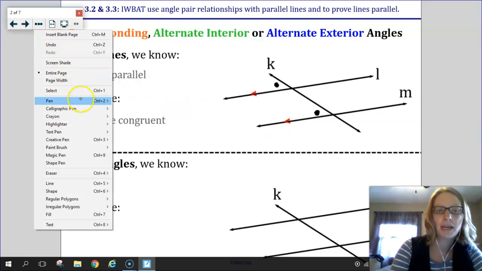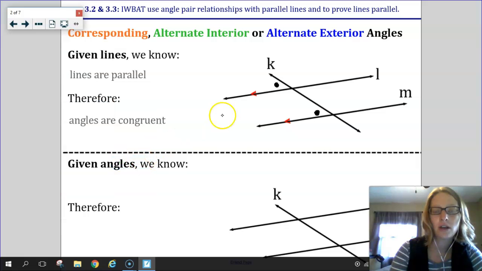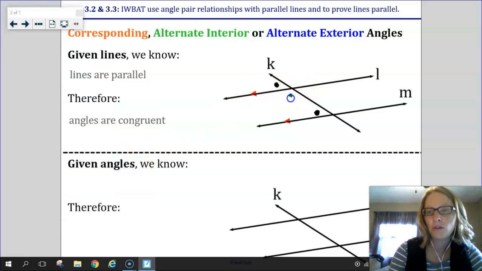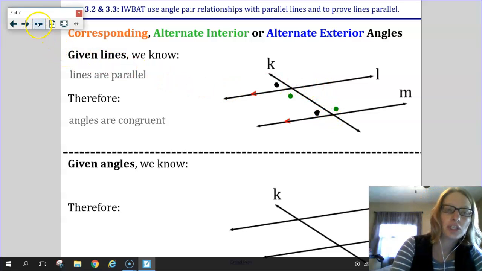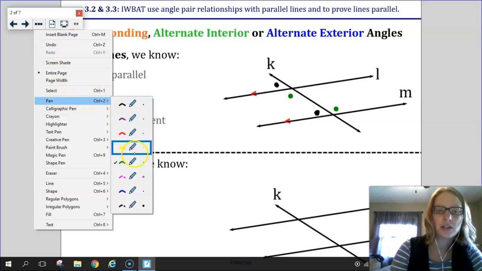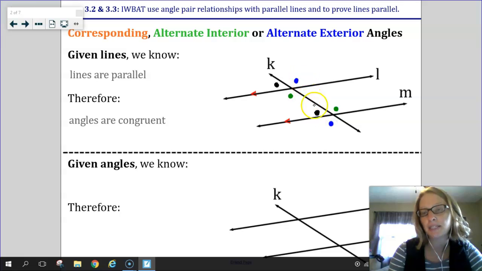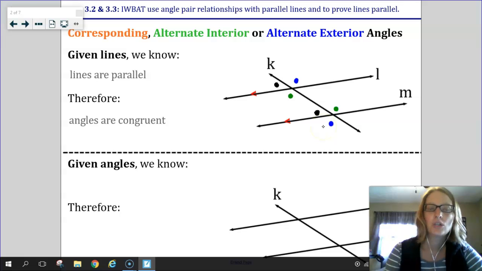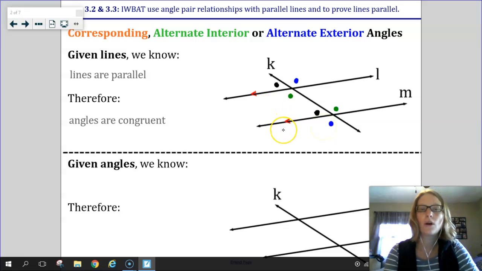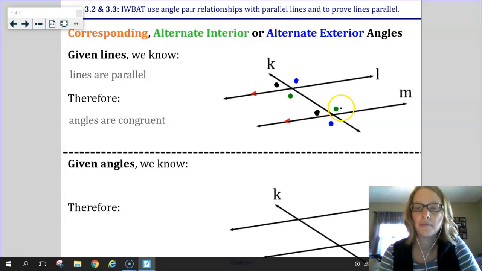That same relationship exists for the alternate interior angles. For example, I could look at these two for a pair of alternate interior angles that are on opposite sides of K, but in between the lines L and M. And that same relationship would also be true for alternate exterior angles. For example, here and here. Two angles, again, on opposite sides of the transversal K, but outside of the lines L and M. So a pair of corresponding angles is congruent, or alternate interior, or alternate exterior.